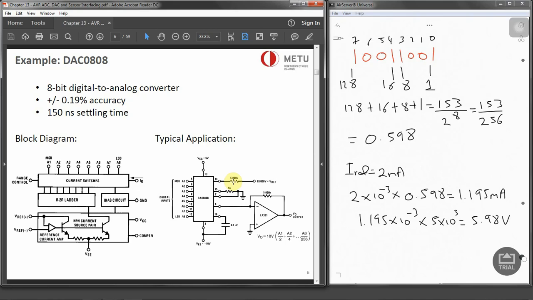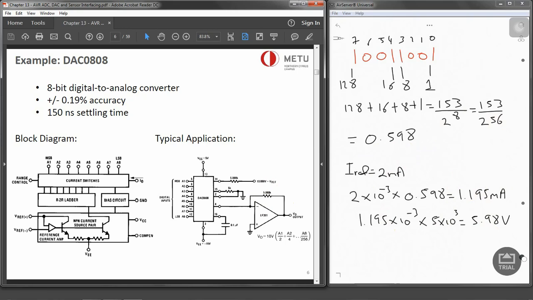So this is the way the digital to analog converter works. Based on the digital inputs that are given, we found the value, then we convert it based on the number of bits that we have. So we get 0.598, and then using the reference current, we can easily find out the I-out over there. Once we have the I-out, as we already have the 5K resistance, we multiply that I times R and we will get the voltage of 5.98 volts. So this is DAC basics.